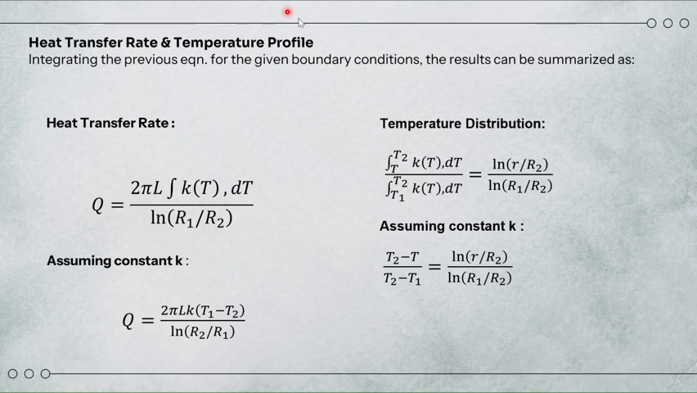From the derivation, we have got the expression for the heat transfer rate. Clearly, it involves the ratio of outer radius to inner radius. This clearly shows that geometry plays a direct role in determining heat transfer.